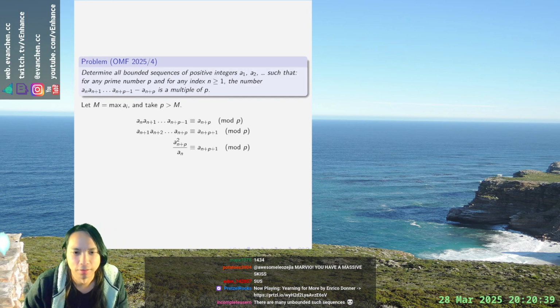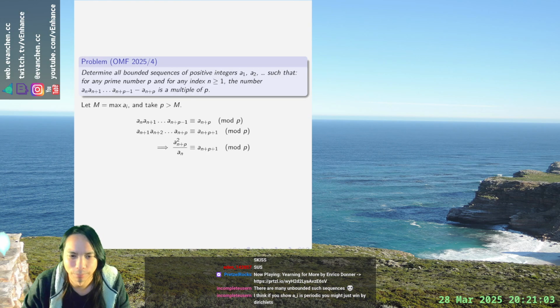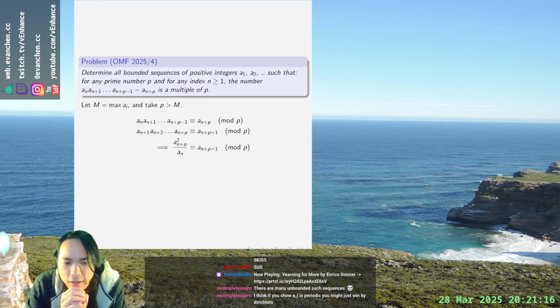There are many such unbounded sequences. Yes, I agree. a_n equals n is an example of an unbounded sequence that satisfies it, as is any constant shift of that, or really any constant shifts; most constant multiples, I think, will also work. So if you don't have the bounded condition, then you can just scale it. But I think it's really different when it's bounded. If you show a_i is periodic. Well, let's give it a shot.